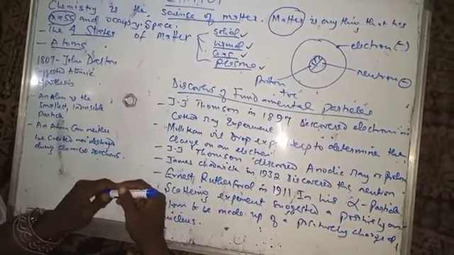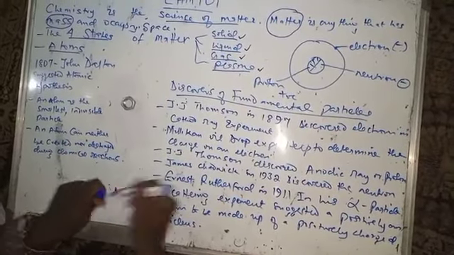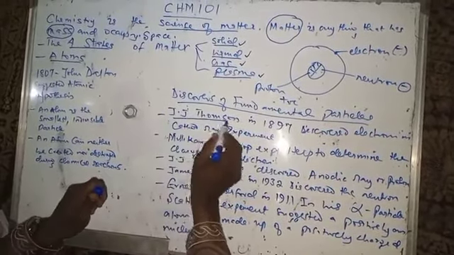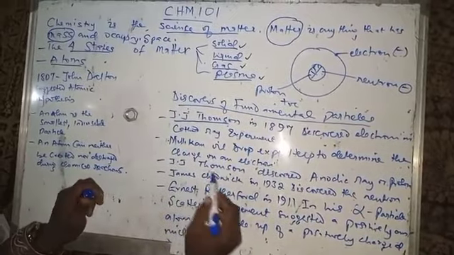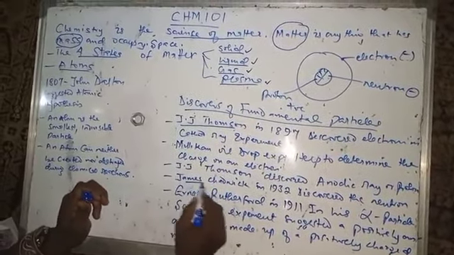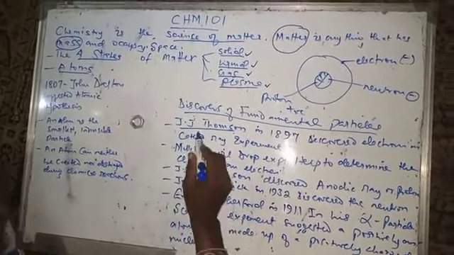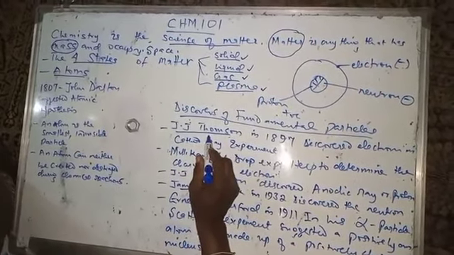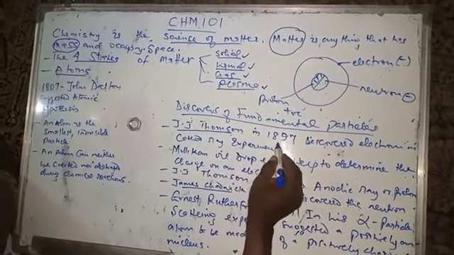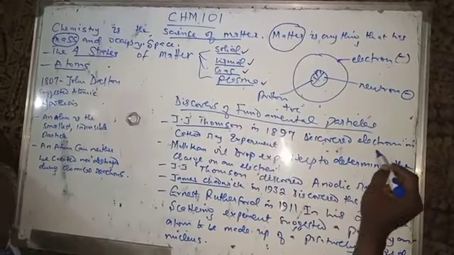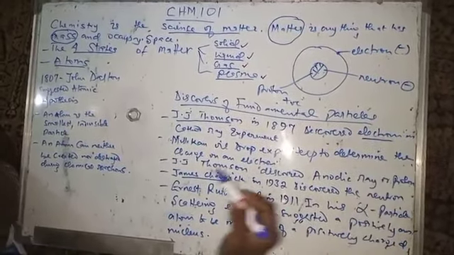There are other particles that make up an atom, and among the earlier discoverers of some of these subatomic particles, one is J.J. Thomson. The second one is James Chadwick. J.J. Thomson succeeded in 1897. He discovered what is known as the cathode ray.